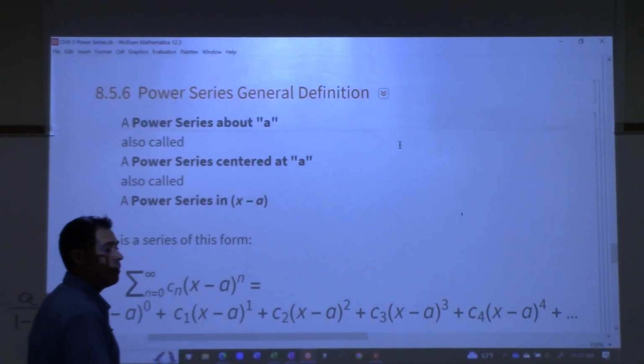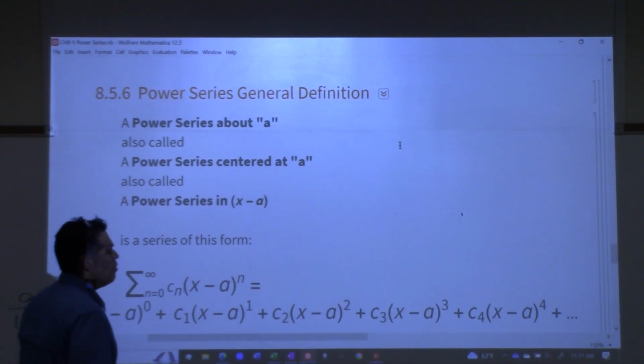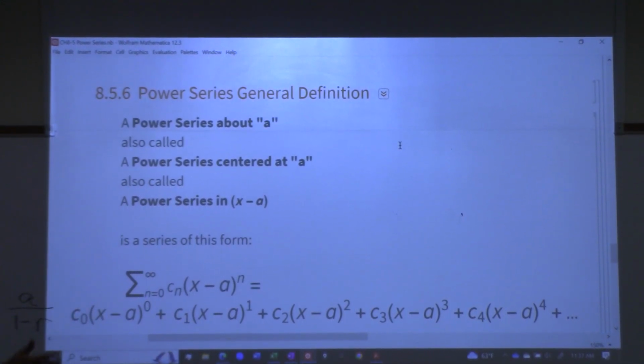Yes. Natural log have one too? Yes, natural log has one as well. I won't derive it right now because of time, but we can do it later.